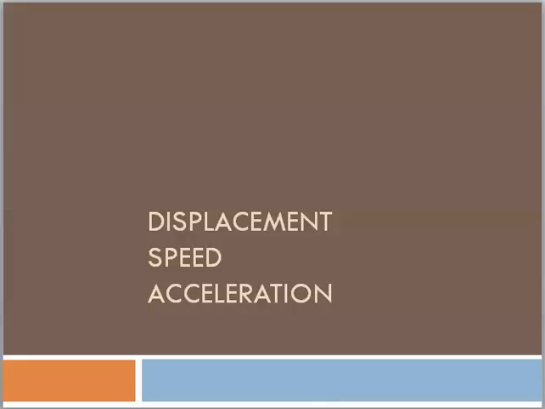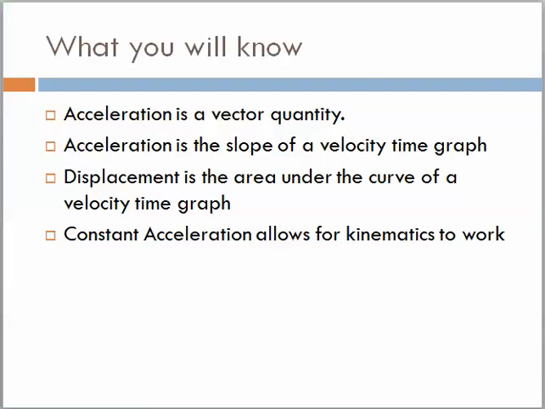Today we're going to be discussing displacement, speed, and acceleration. When we get done today, you're going to understand that acceleration is a vector quantity. Acceleration is the slope of a velocity time graph. Displacement is the area under the curve of a velocity time graph. And constant acceleration allows for kinematics to work.